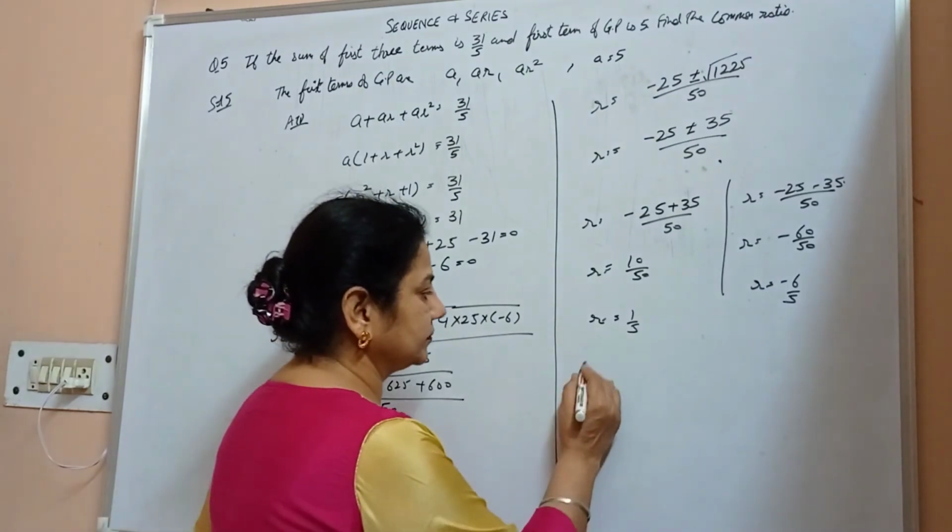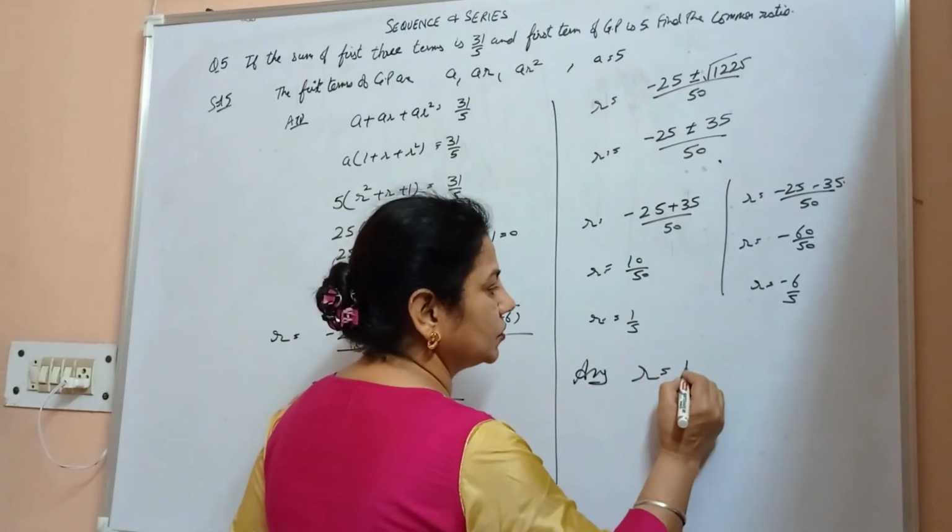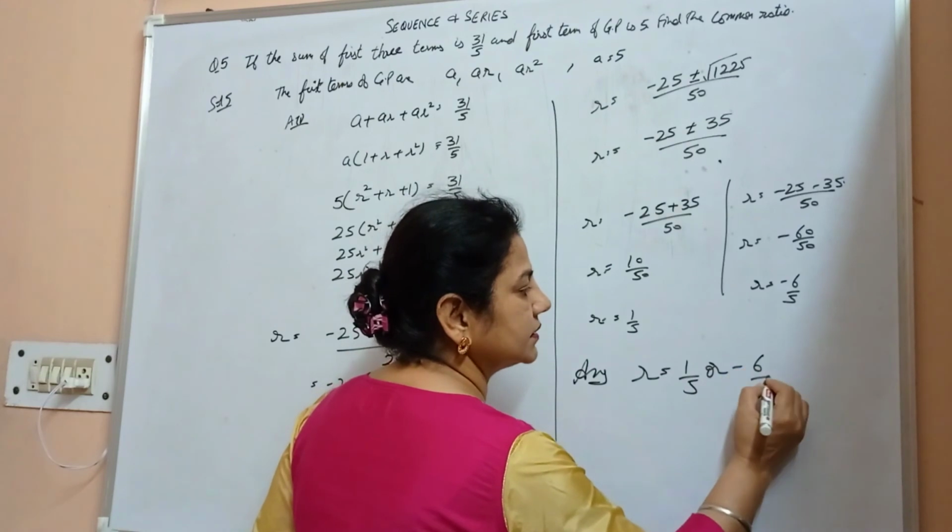So the answer is: common ratio is 1 by 5 or minus 6 by 5.